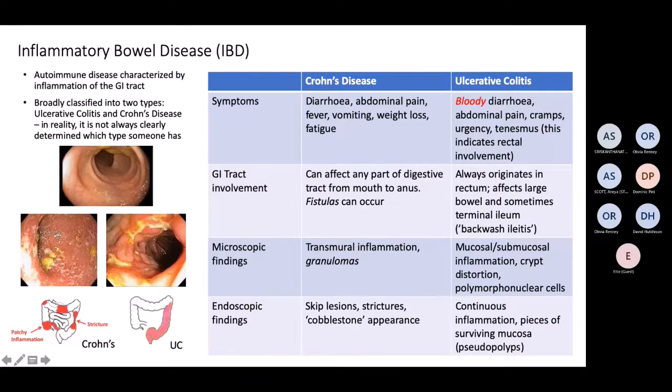And then if you're taking samples for histology and you're looking under the microscope, in Crohn's we would expect to see things like granulomas, and also inflammation that extends throughout the wall of the bowel. And in UC, we see just superficial inflammation, so involving the mucosal or submucosal layers. You see distortion of the crypts and polymorphonuclear cells, so cells with abnormally large nuclei.